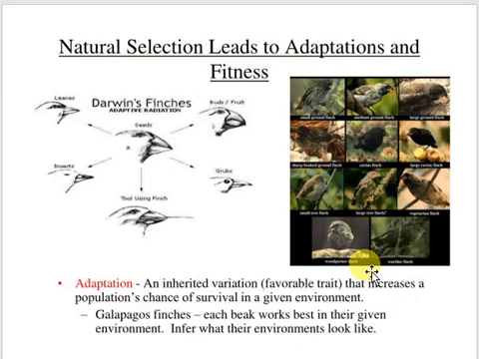Before, when we were talking about variation, I mentioned adaptations, right? Adaptations are inherited traits that make an organism more fit or more suited in its abiotic and biotic environment. It's advantageous. It increases their survivability and reproductive function, and that arises as a direct result of natural selection.